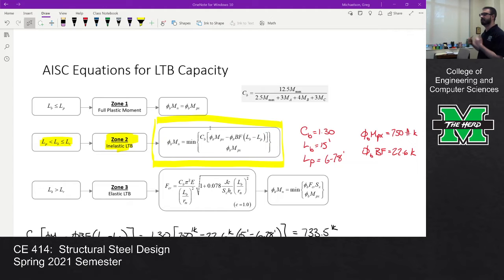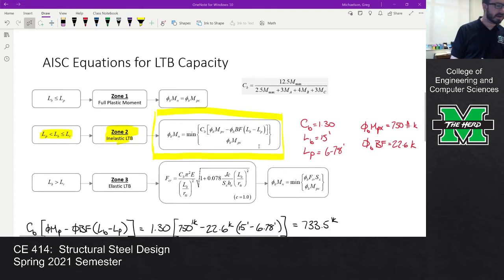So all we needed to do was look up everything we needed. We had CB, we have our LB, we have LP, we have FEMP, and FEBF. We got those from table 3.2 from the ZX charts. It's already computed for us. And then you just check it out.